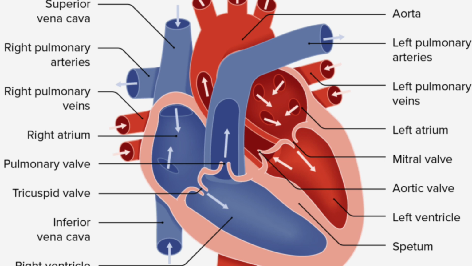So Marfan, we have MVP, thoracic aortic aneurysm, dissection, and aortic regurgitation. In Turner, we have bicuspid aortic valve and coarctation of the aorta. Williams is supravalvular aortic stenosis. 22q11 syndrome is truncus arteriosus and tetralogy of Fallot.